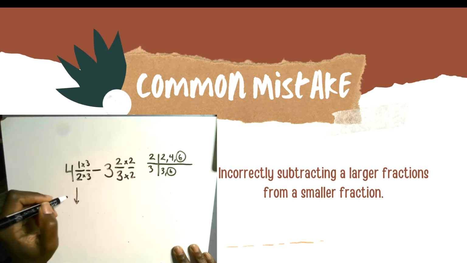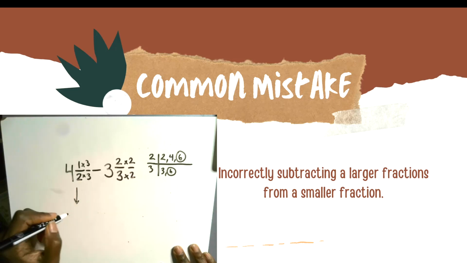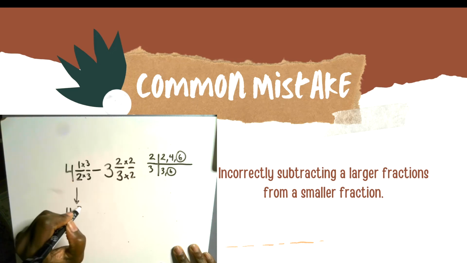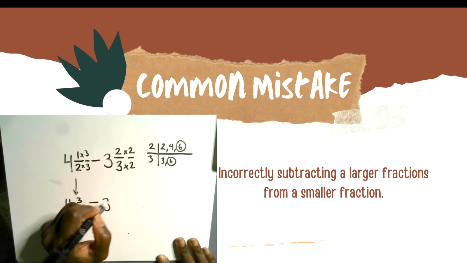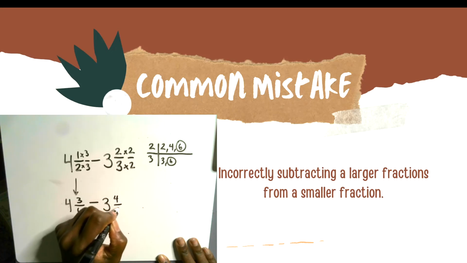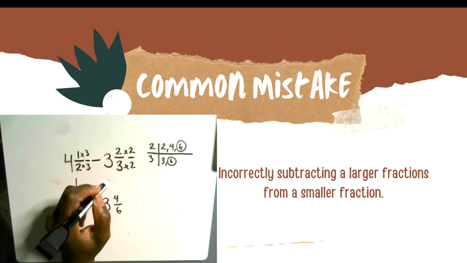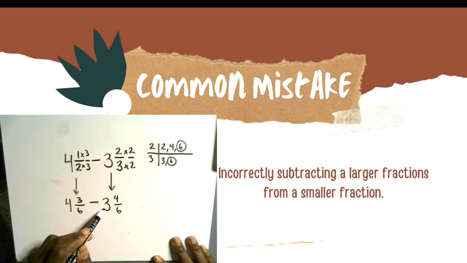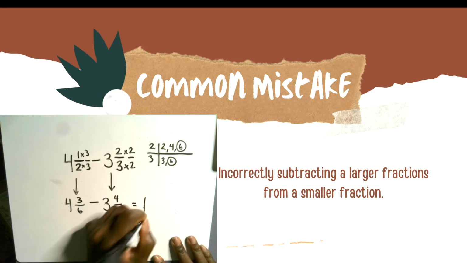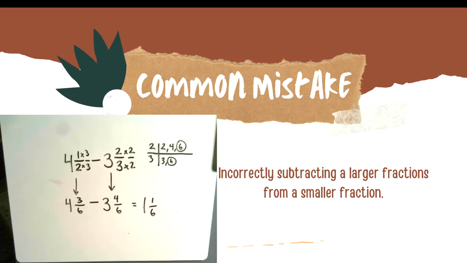So they'll say, oh, now this becomes 4 and 3 sixths minus 3 and 4 sixths. And what I notice most scholars will do, if they're writing it vertically, they go, well, let me subtract my whole numbers first. 4 minus 3 is 1. And then they'll say 3 minus 4 is 1 sixth. Now we know that 3 minus 4 is not 1 sixth, okay? Because 3 is smaller than 4, right?